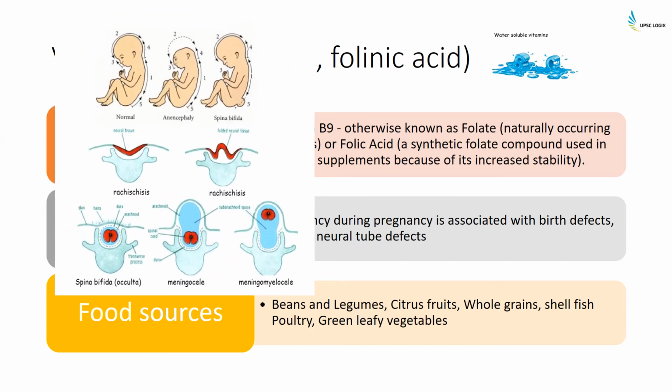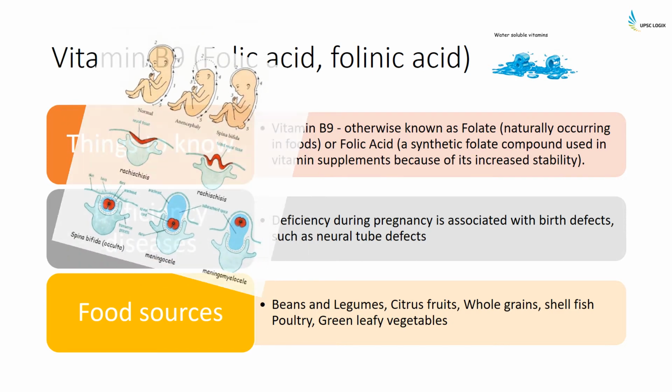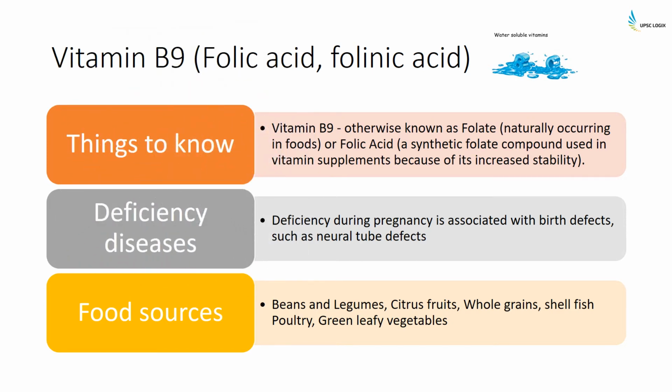As you can see from the picture, this is a normal case. Then in the second case, the head might be shrunken, or there could be a spina bifida, which is a growth of a tail, and this is caused due to deficiency of vitamin B9. Then let us have a look at the food sources.